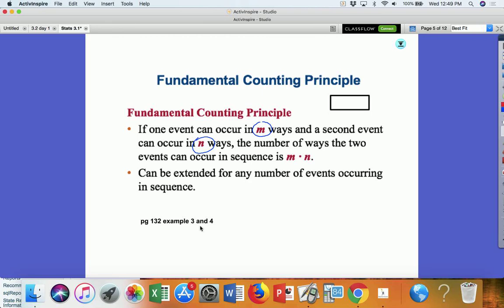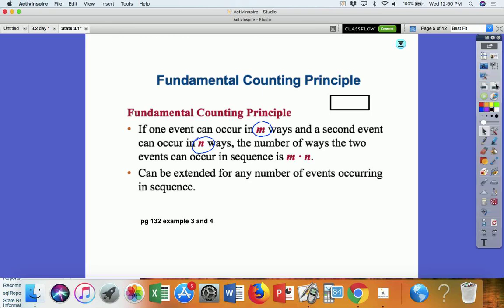These are just pictures of tree diagrams in your book. We don't need to look at that.